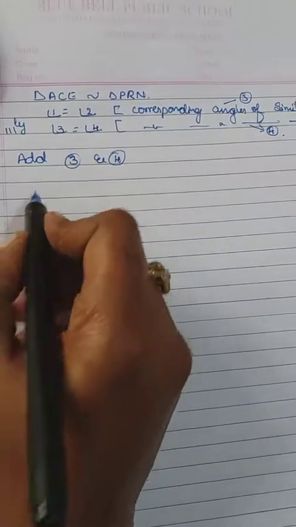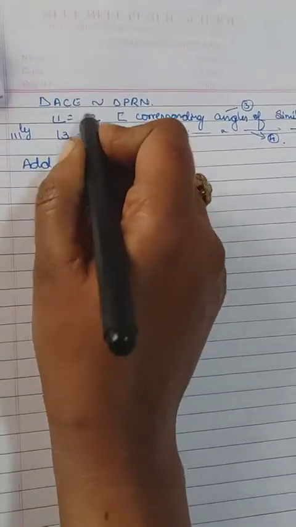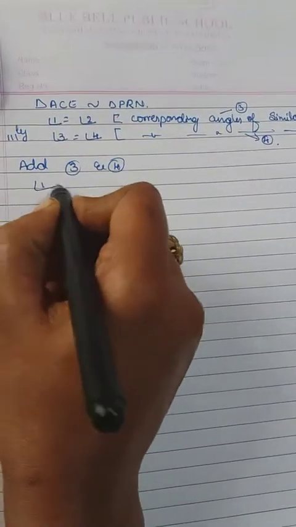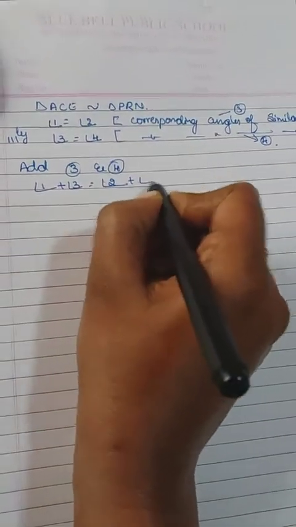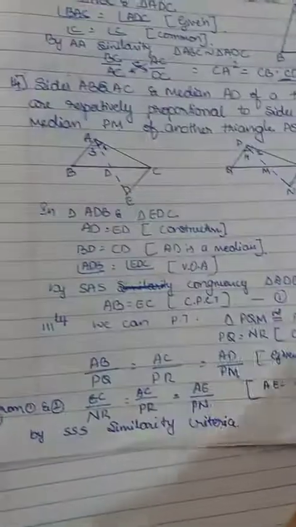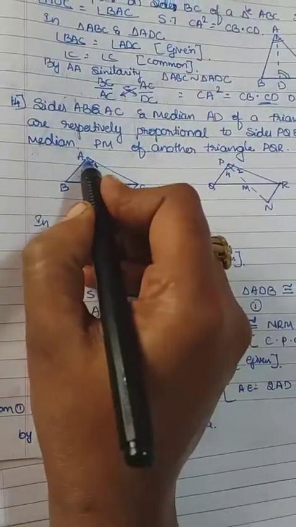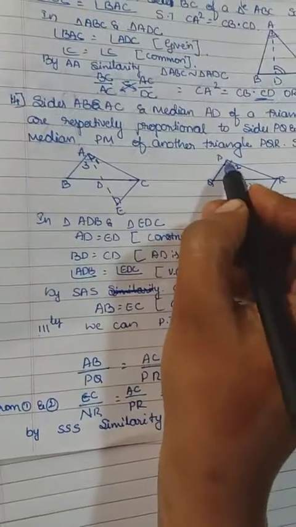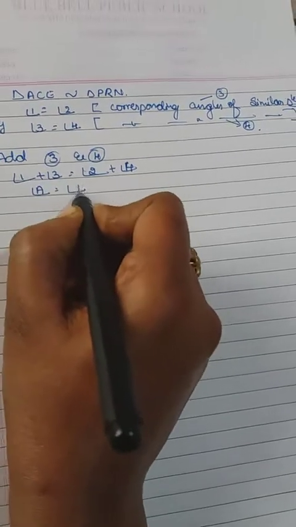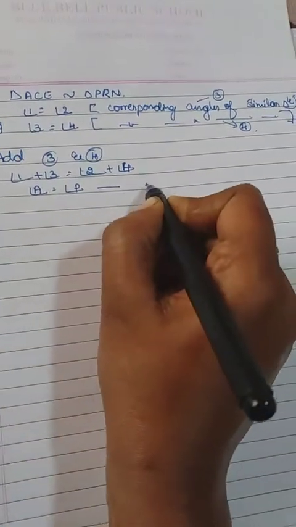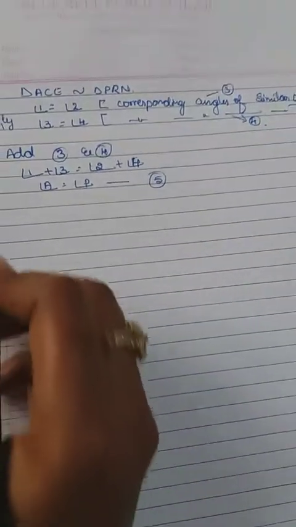So add equation 3 and 4. By adding 3 and 4, the LHS and then the RHS: angle 1 plus angle 3 equal to angle 2 plus angle 4. We can write, 1 plus 3 is nothing but angle A, 2 plus 4 is nothing but angle P. So we can take angle A equal to angle P. Consider this as equation 5.